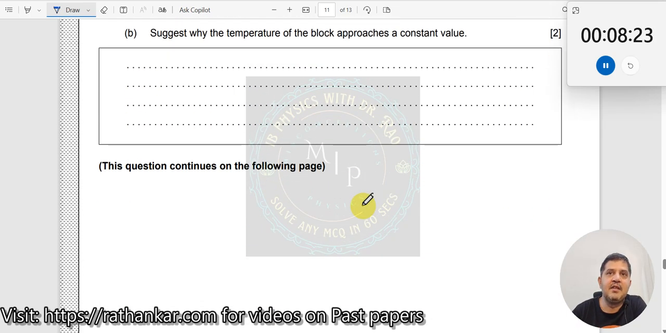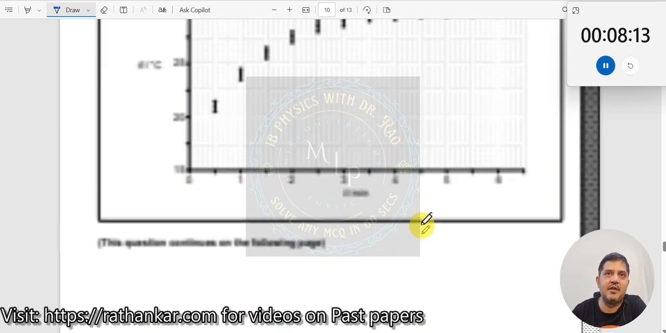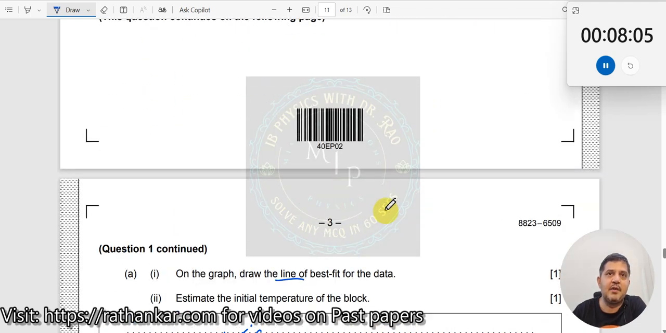Then suggest why the temperature of the block approaches a constant value. So let me write it down here. 18.5 degrees centigrade. Why does the temperature of the block attain a constant value? Where is the block here? This is the block here. After some time, you observe this will attain a constant value. Why does this happen?